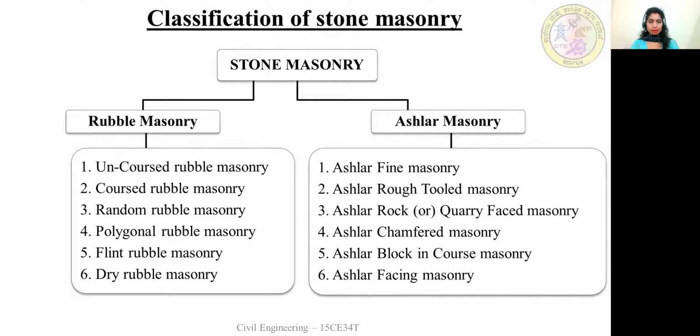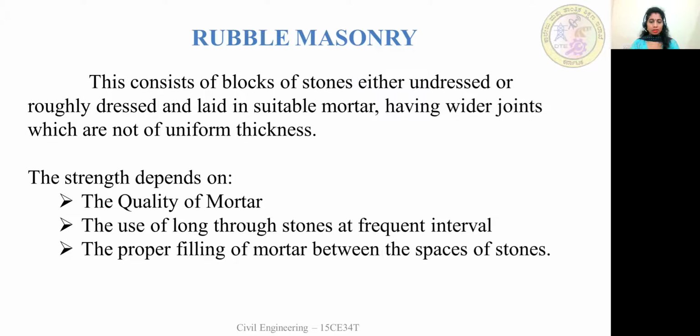Next, we'll see one by one in depth. Rubble masonry. See, this consists of blocks of stones either undressed or roughly dressed and laid in suitable mortar having wider joints, which are not of uniform thickness, is called rubble masonry. See, the main difference between rubble masonry and ashlar masonry is that we will use undressed or roughly dressed stones in case of rubble masonry, and in case of ashlar masonry, we will use dressed stones.